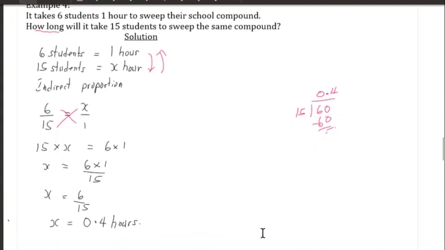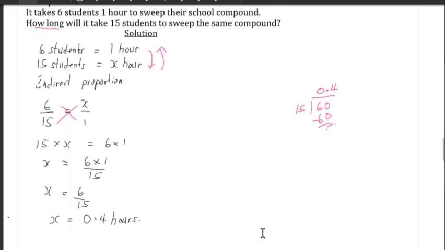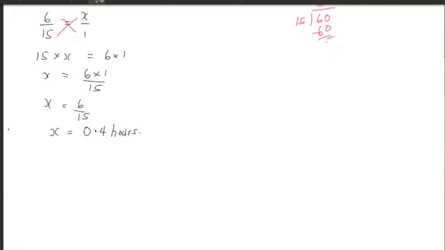Now sometimes you may be required to write this answer in minutes. So 0.4 hours, how many minutes will that be? At this stage, we know that 1 hour is equal to 60 minutes. So whenever we are changing from hours to minutes, we just multiply the quantity in hours by 60. So we are going to do the same thing here. So now I know that my X will be equal to 0.4 times 60 minutes.